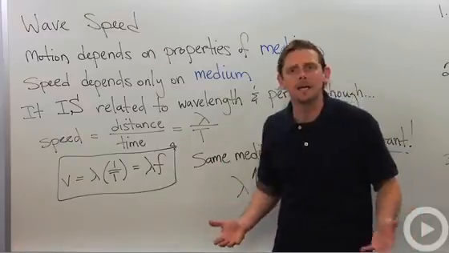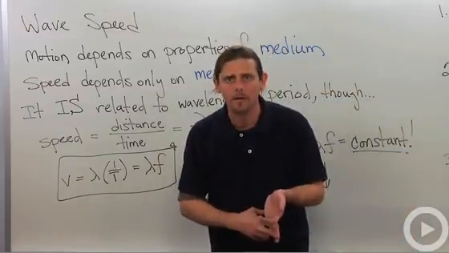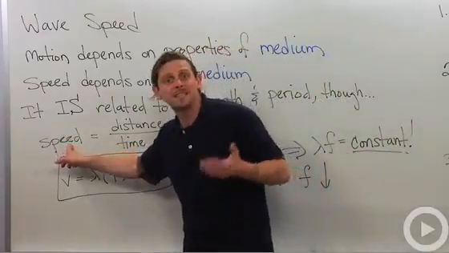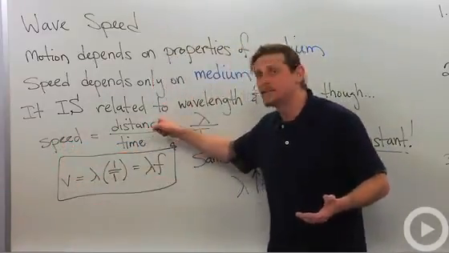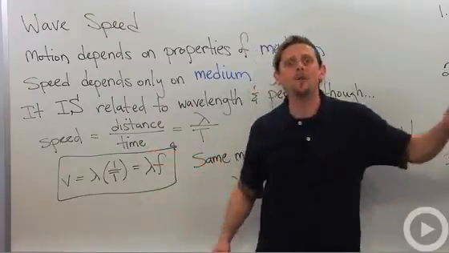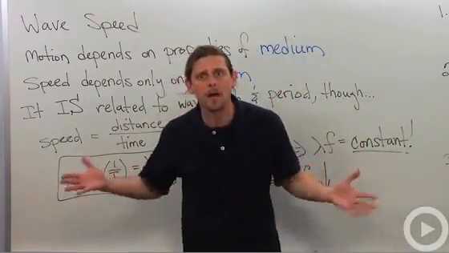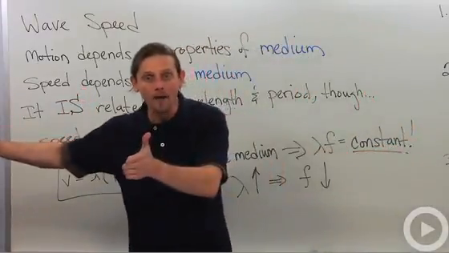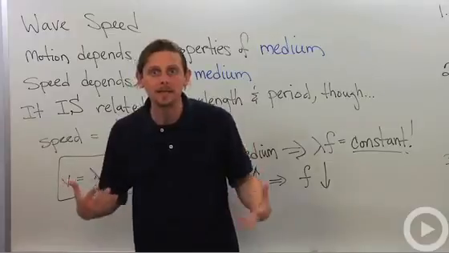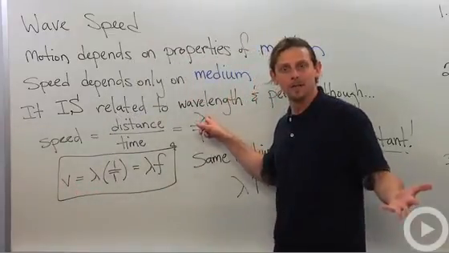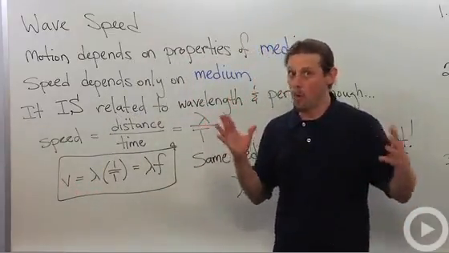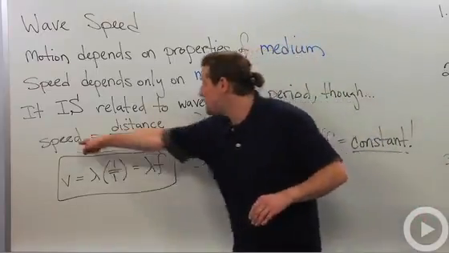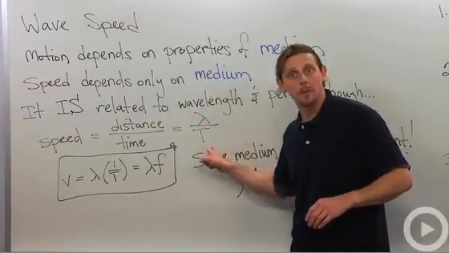But that doesn't mean that it's independent of the wavelength and the period. It does depend on the wavelength and the period, just through this standard formula: speed is equal to distance divided by time. Now, if I've got a periodic wave that's propagating through a medium, how far does it go? Well, if I'm talking about one of the disturbances, then the distance is equal to the wavelength. How long does it take? The time is equal to the period. And that means that speed equals wavelength divided by period.